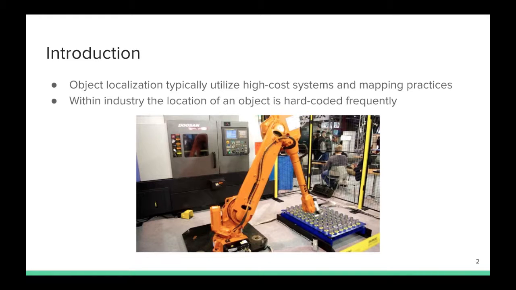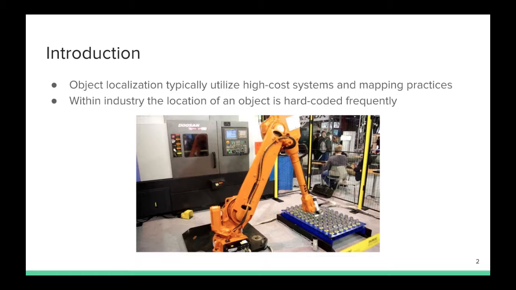So the problem we wanted to address was that in terms of industry, object localization is used prevalently, but typically utilizing high-cost systems such as LiDAR for mapping for detection of objects, or complicated camera systems that involve multiple cameras in order to understand where an object is within a 3D space. Within the industry, when those sorts of technology are considered too costly, instead what they do is they hard code the locations of certain objects.